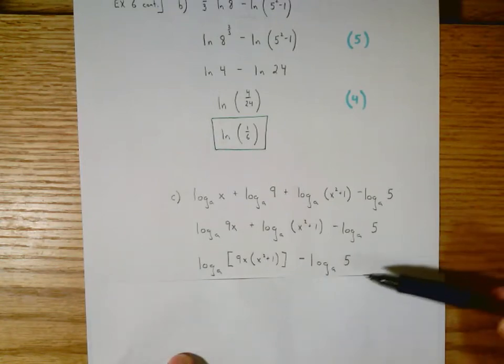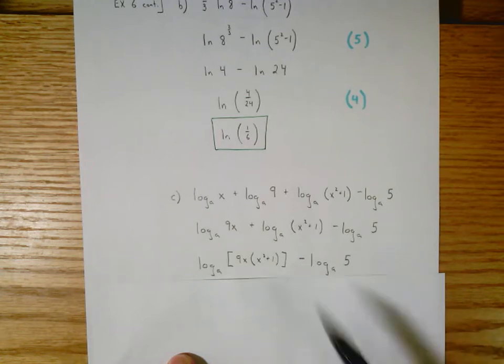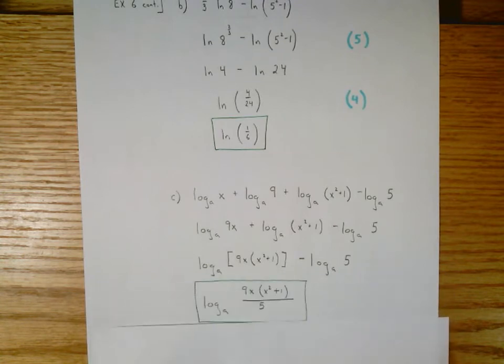Last step, I'm going to now look at my two logarithms being subtracted. I know that the logarithm of a quotient is equal to the difference of logarithms, so here's my logarithm of a quotient. Go ahead and compare my work to yours. Pause the video and make any corrections in your notes that are needed.